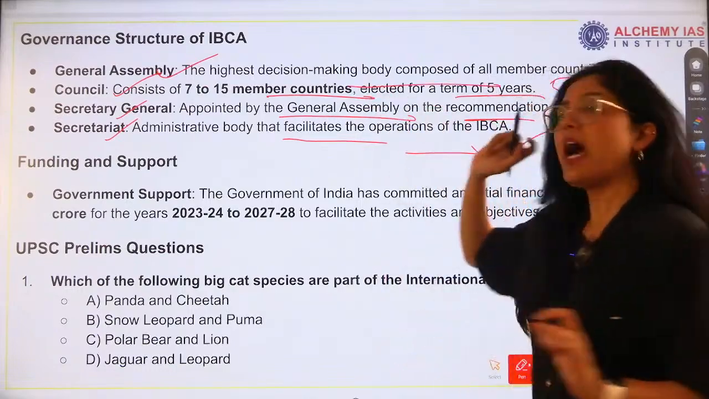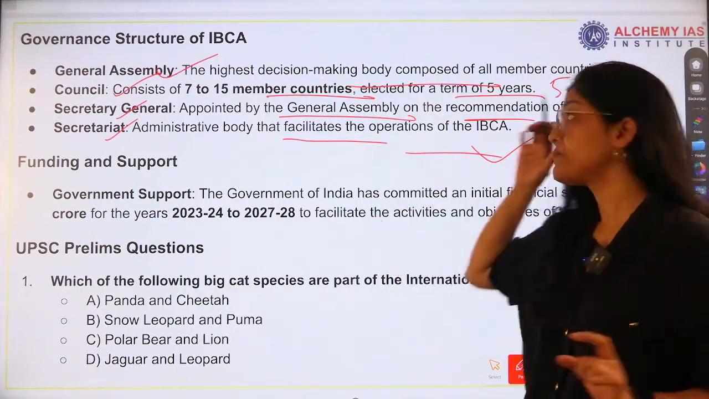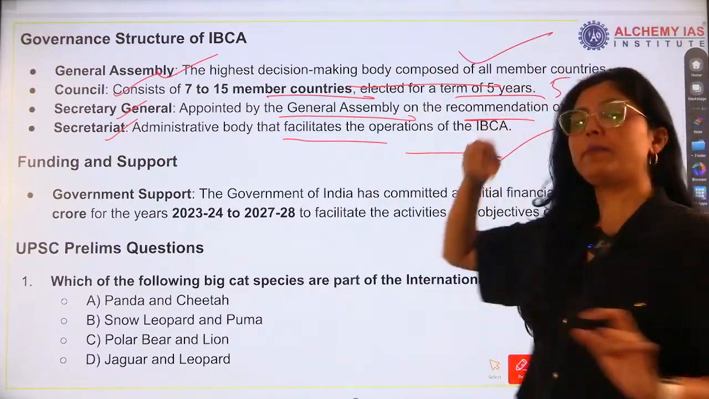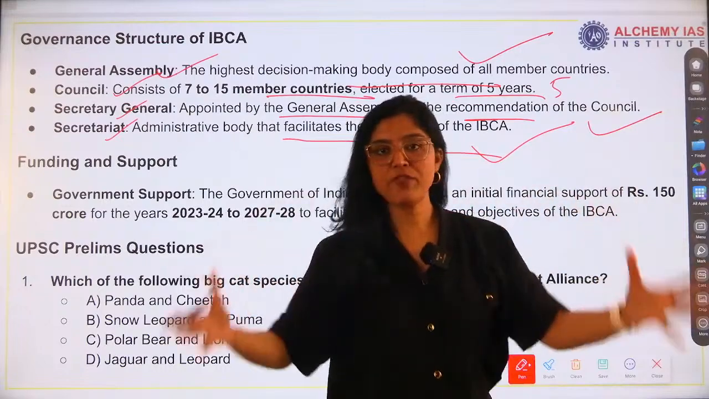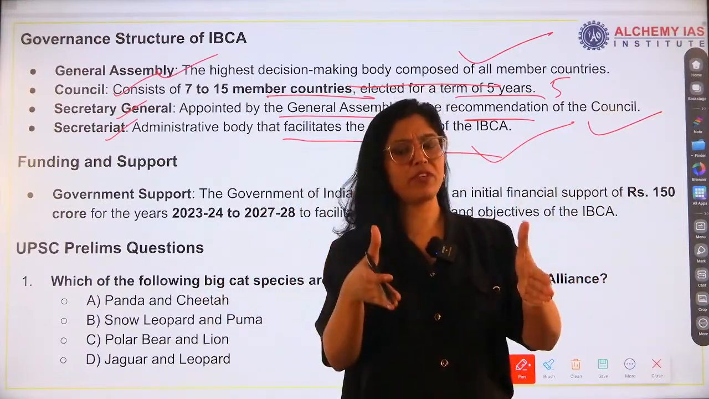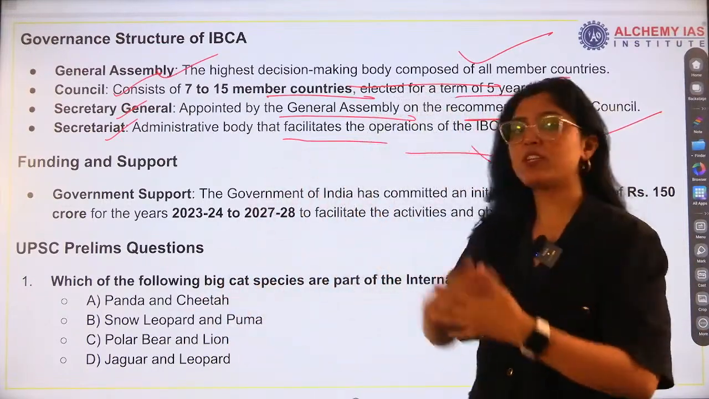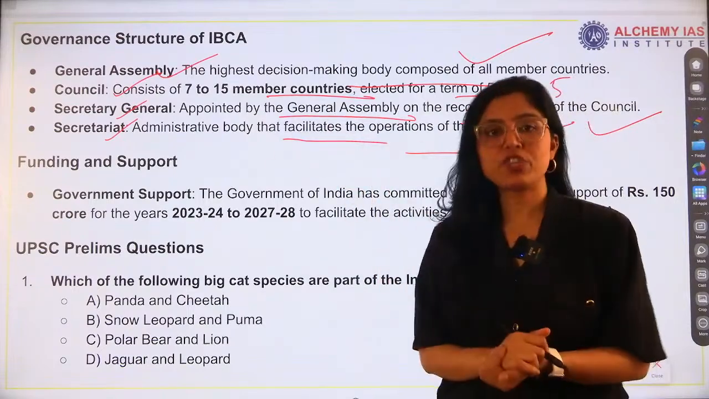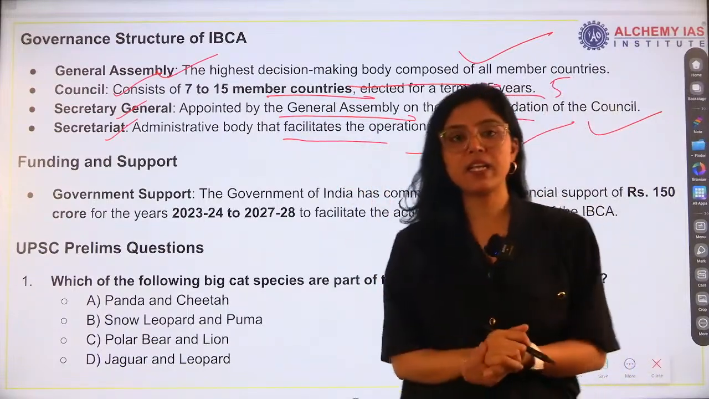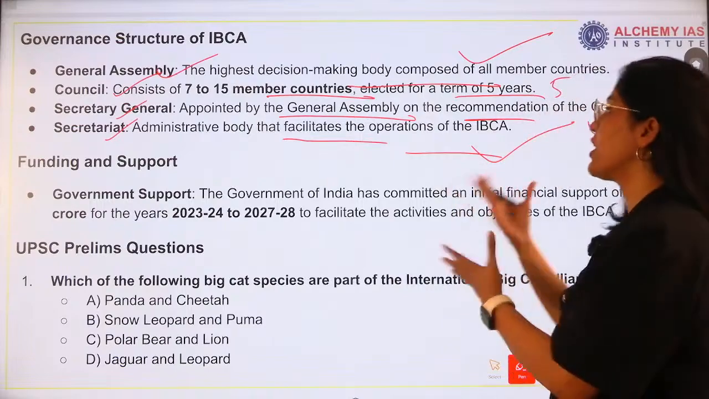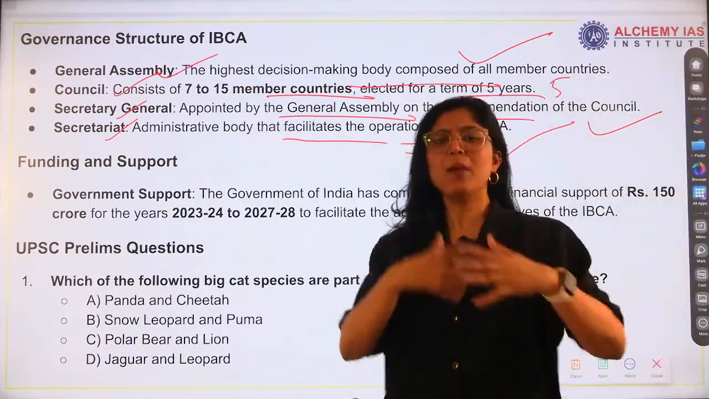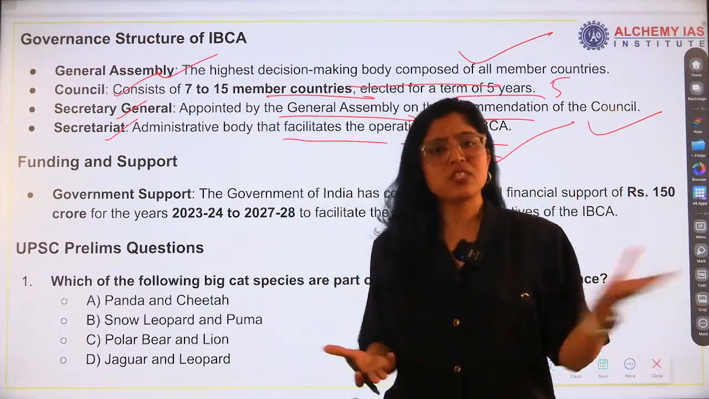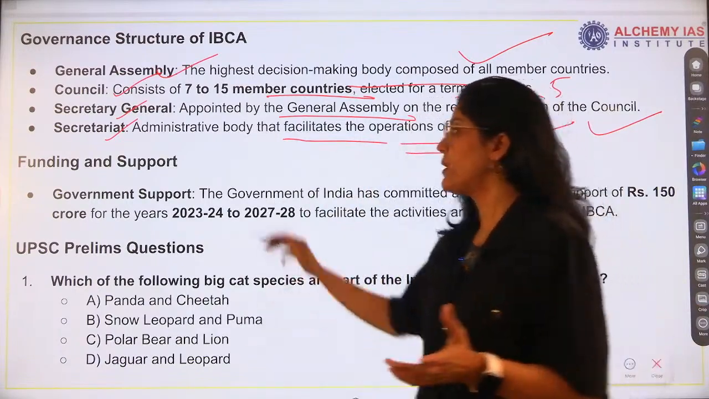The General Assembly is the highest decision making body, composed of all member countries. So in the General Assembly, everyone will be there. In the Council, 7 to 15 members will be there. Then comes the Secretary General, who will be appointed by the General Assembly. And then comes the Secretariat, which will look after the operations of the IBCA. The simple structure matches other organization structures also, so it is not too hard to memorize, right?